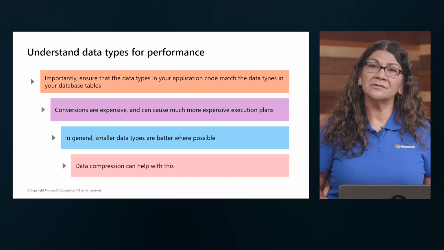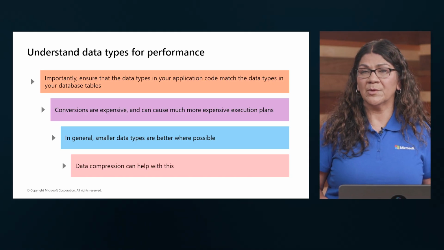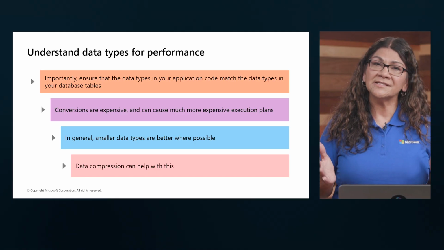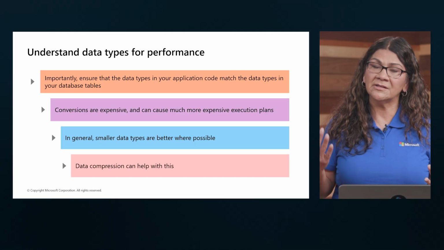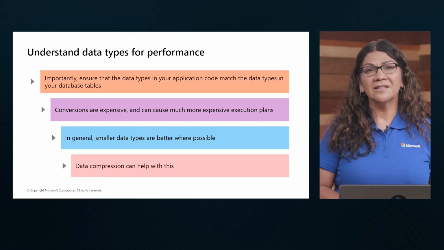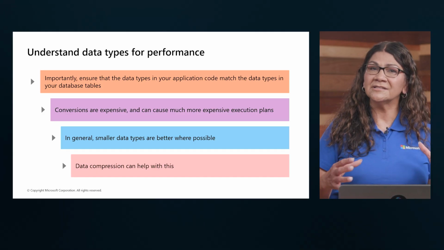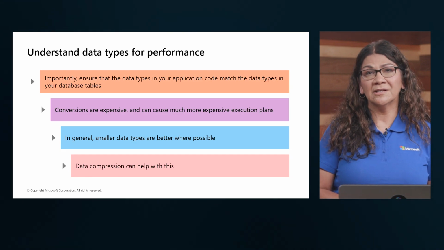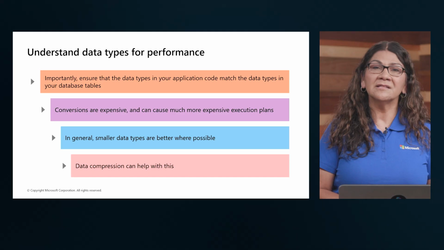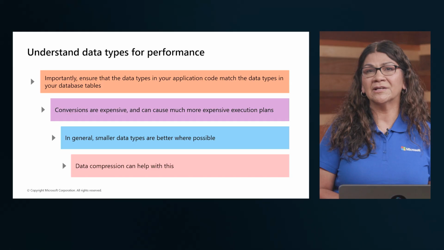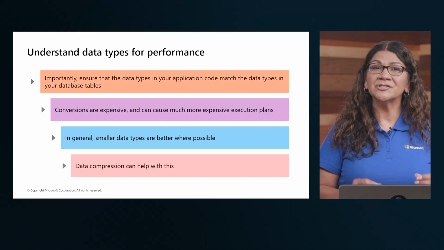Data types can be used in optimizing database performance. Here are a few best practices. Remember to align data types between the application code and the database tables, avoiding costly implicit conversions that can lead to inefficient execution plans, favoring smaller data types to reduce memory usage, and leveraging data compression to further enhance performance. These practices help improve query efficiency, reduce CPU and memory consumption, and minimize storage overhead.